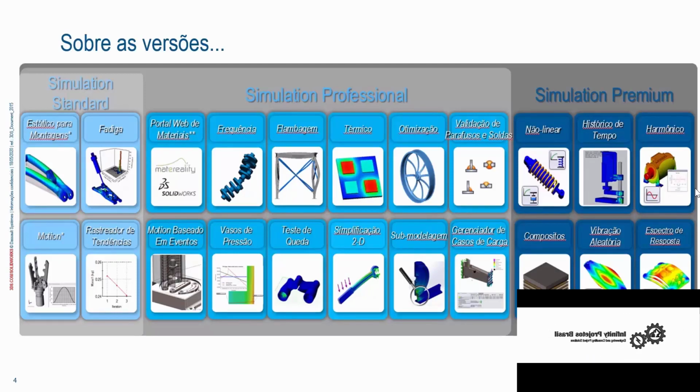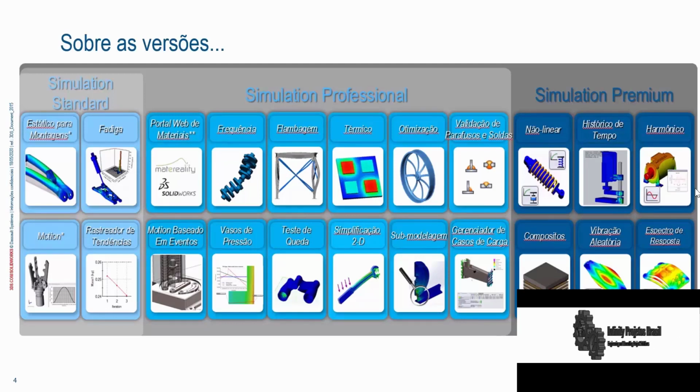Good, inside this training we will talk a lot about linear static analysis. What does linear static analysis encompass? Firstly, the results are proportional to the applied loads, i.e. if I double my applied load, my result will also double, and it will always keep the proportion. If it doesn't keep the proportion, then it's no longer linear static analysis.